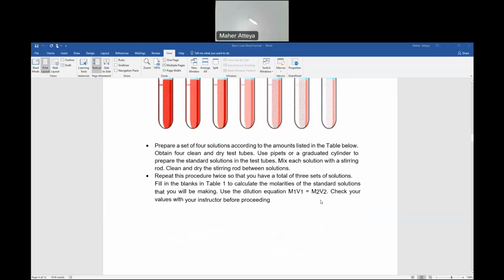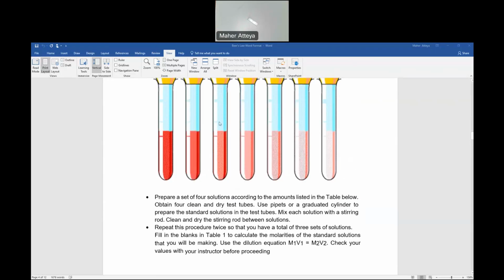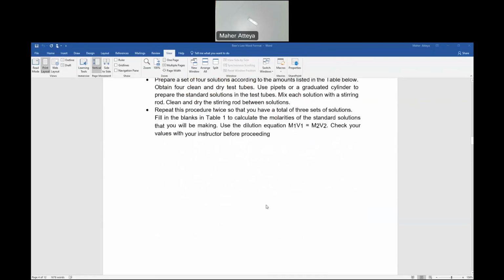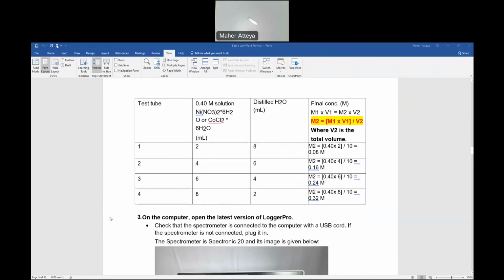So you set 4 test tubes in a rack. You have a plastic rack, I think. Put 4 test tubes. Then you will pipette. You can use a graduated cylinder, which is easier. Prepare 4 solutions. This is just a demo here of how the colors look with the concentration. You will do 4 solutions.